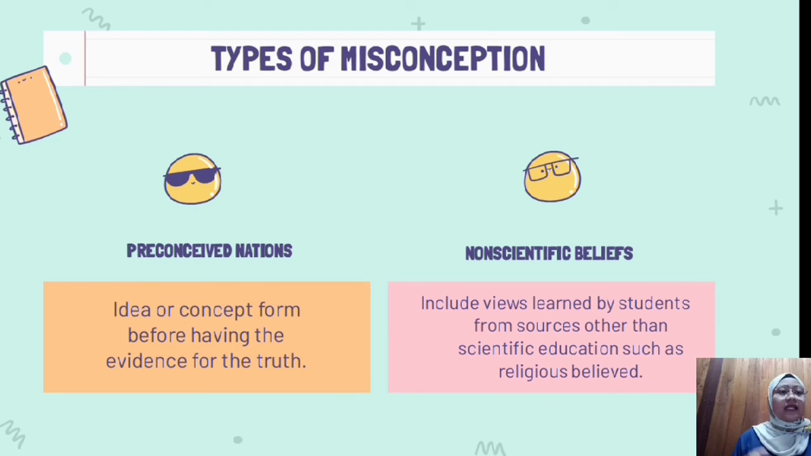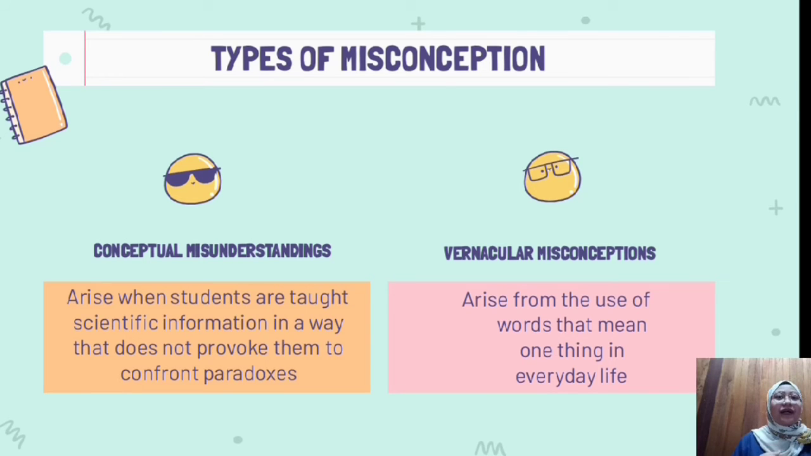So it seems like how religion teaches us how humans grow, but at the same time it's not applicable to science, to the scientific evidence for human growth, right? But the third one is conceptual misunderstanding. Conceptual misunderstanding arises when students are taught scientific information in a way that does not provoke them to confront paradox. The fourth one is vernacular misconception.